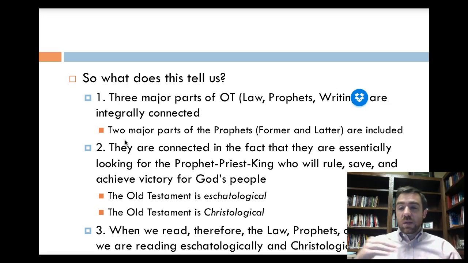Okay, so we've talked about a lot in this class. The Old Testament is eschatological, it's looking forward. And it's looking for Christ, because Christ is the prophet, priest, king who will rule, save, and achieve victory for God's people. So as we've talked about in each of the other two sections of the Hebrew Bible, when we read, we need to read eschatologically and Christologically.